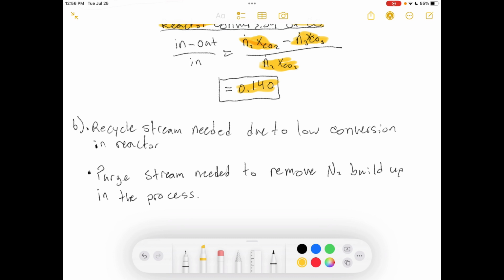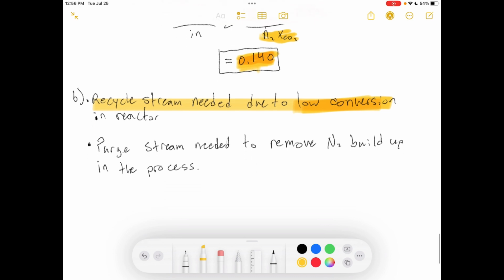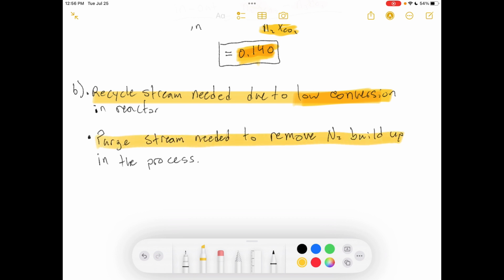Part B, briefly explain in your own words the reasons for including the recycle stream and the purge stream in the process design. Okay, so we've got our recycle stream. You need it because you have a low conversion, right? Only 14%. If you didn't recycle that, a lot of your reactants would just go to waste, right? So it's much better to pass them through the reactor over and over again until they all get converted. Well, why don't you just recycle all of it? Why have a purge, right?